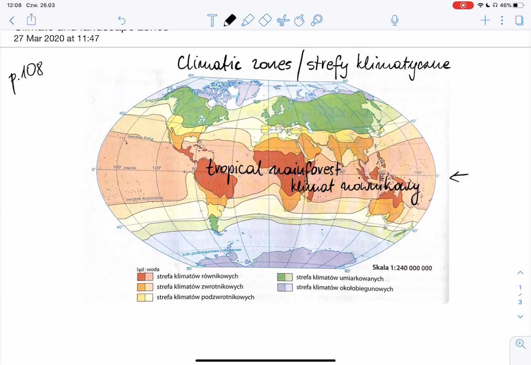And guys, this is a single stripe that goes around the whole globe along the equator. There are two following stripes marked in orange. One is here, and this is the single one stripe, and the second one is on the southern hemisphere, and this is the tropical climate.